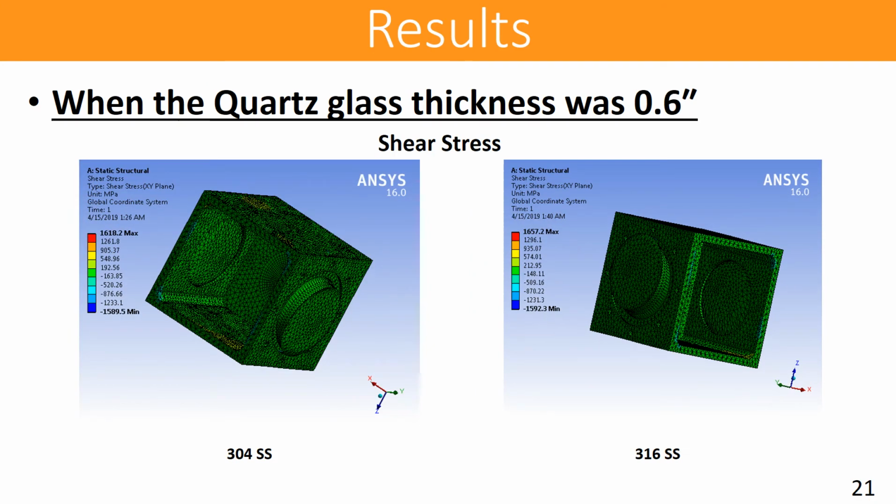Shear stress on the block was also observed. As we can see, for the quartz glass thickness of 0.6 inch, for 304 stainless steel the shear stress value is 1618.2 megapascal, and for 316 stainless steel the maximum shear stress has a value of 1657.2 megapascal. So it didn't differ much here also.